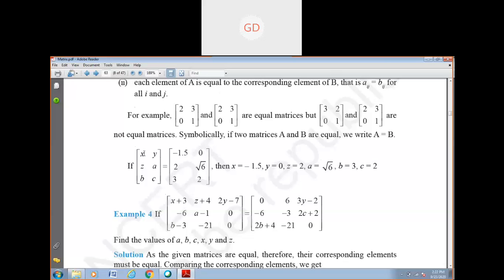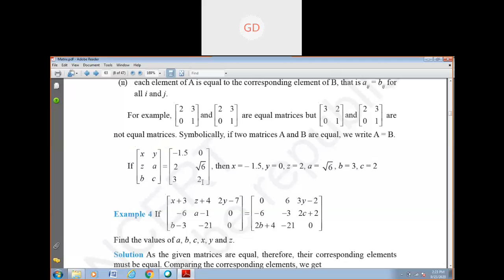So that's why the value of x will be minus 1.5. The value of y will be its corresponding element 0. So y will be 0. Similarly, z is in the 2 1 position, and the 2 1 position element is 2. So z is equal to 2. In the 2 2 position, a is lying in the same corresponding position where root 6 is. So a is equal to root 6. Similarly, b is equal to 3 and c is equal to 2.